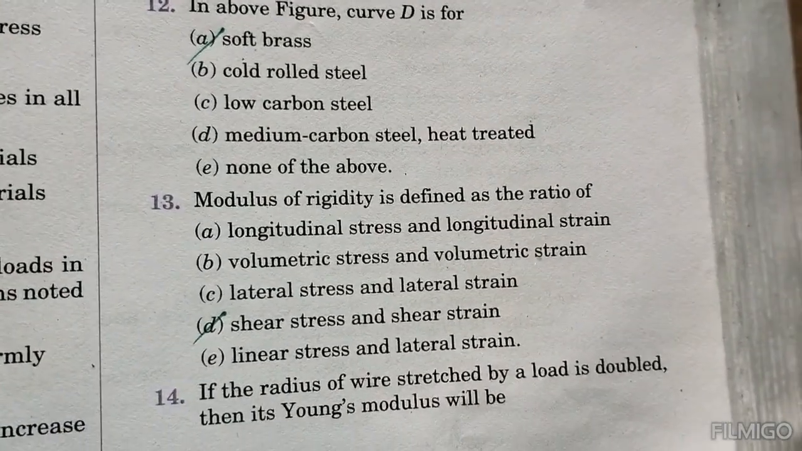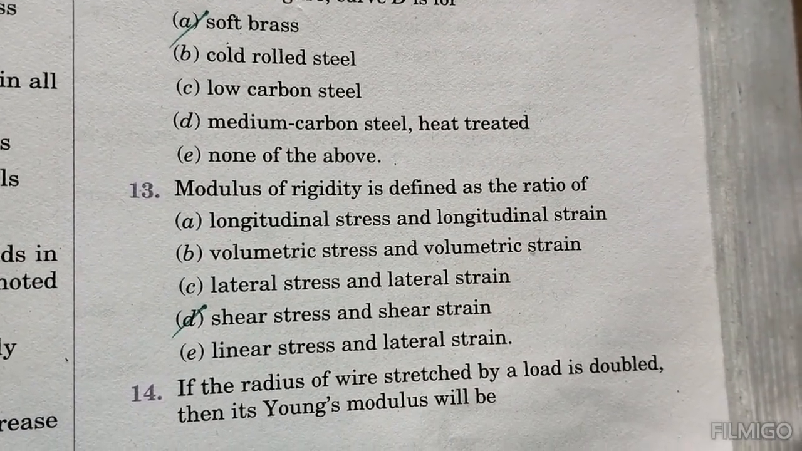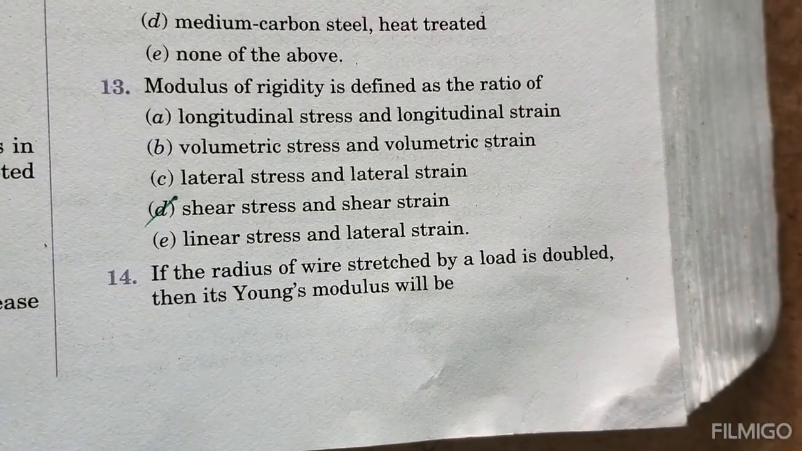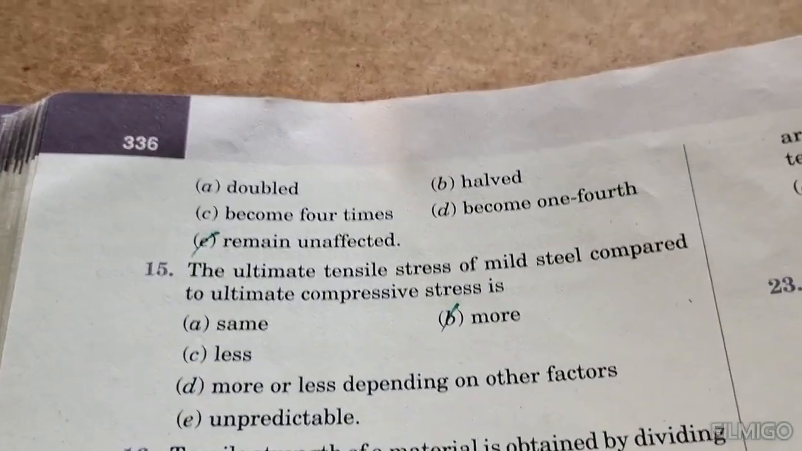The modulus of rigidity is defined as the ratio of shear stress and shear strain. If the radius of a wire stretched by a load is doubled, then its Young's modulus will remain unaffected.